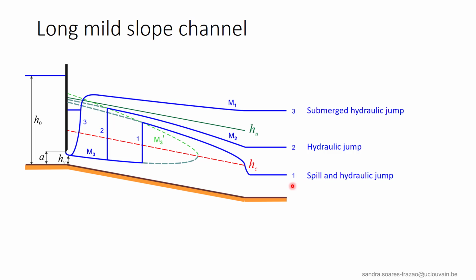If this downstream level is below HC, we have the first situation. A M2 profile here develops from HC at the downstream end of the channel with a hydraulic jump here, and this M2 profile then spills in the reservoir. If the downstream level increases, the hydraulic jump moves in the upstream direction and eventually may become a submerged jump.